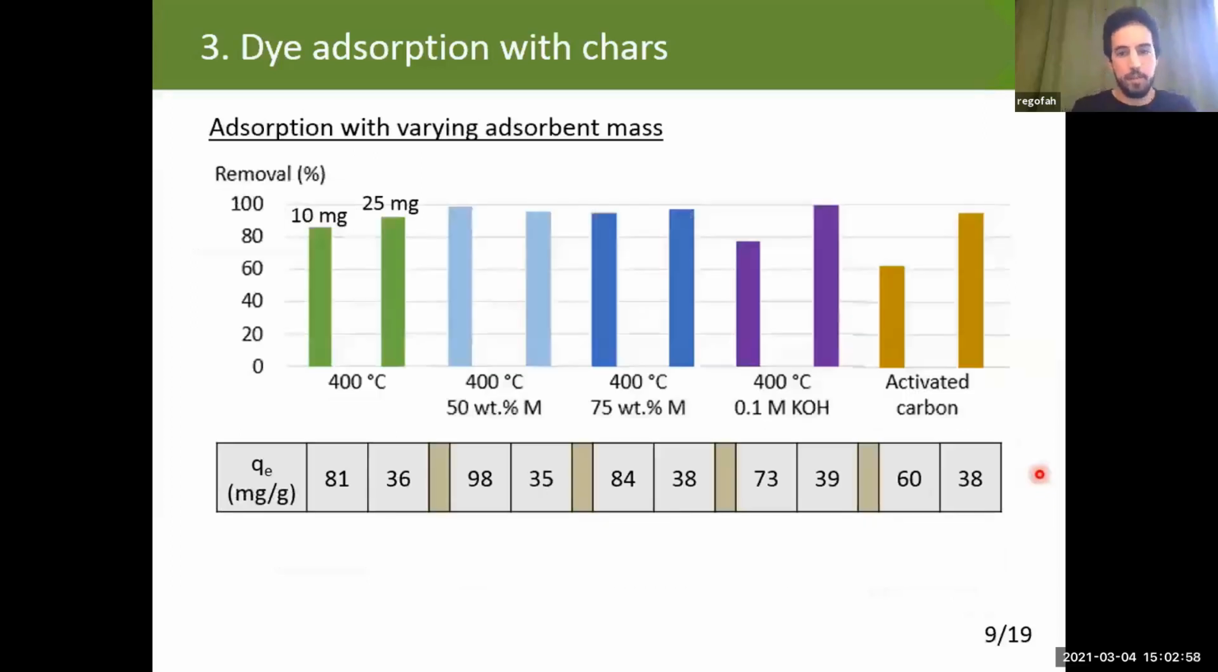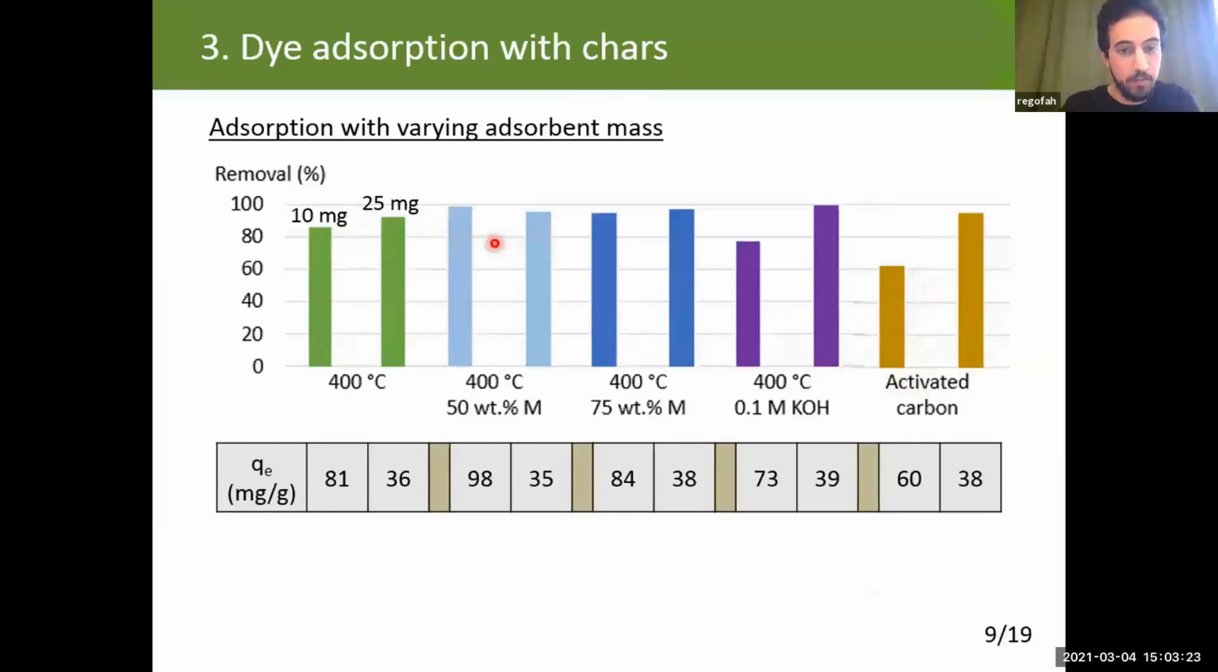Other tests I performed used a different adsorbent mass, so how much char or activated carbon I would use for the test. The standard was 25, but I also tried with 10. What I found with this was that when you use activated carbon, the adsorption performance was reduced considerably when you were using a lower amount of activated carbon.